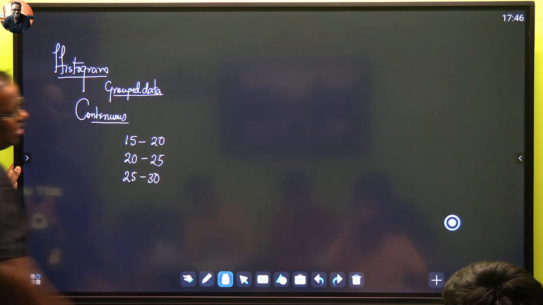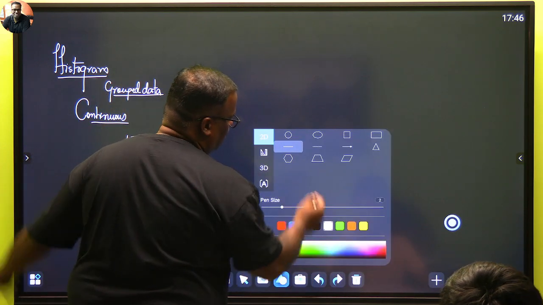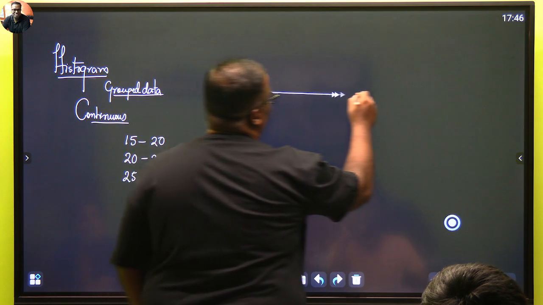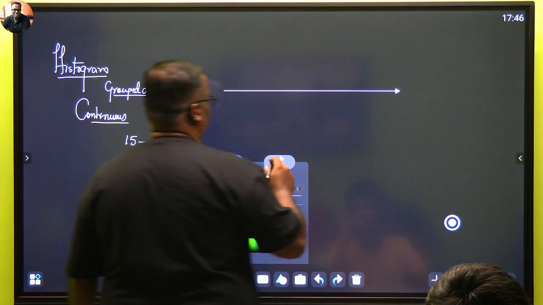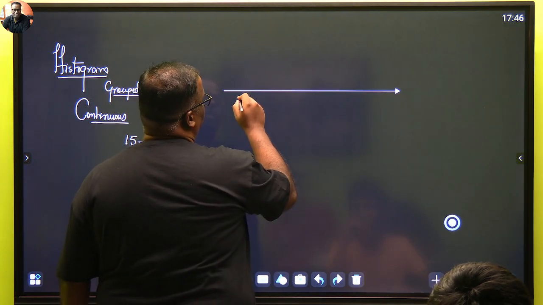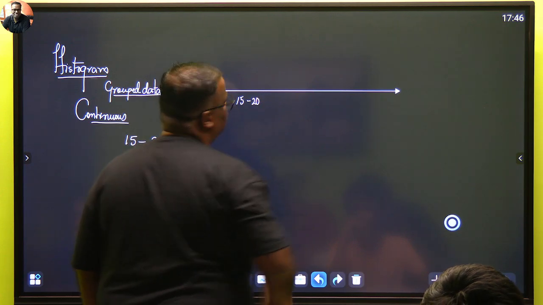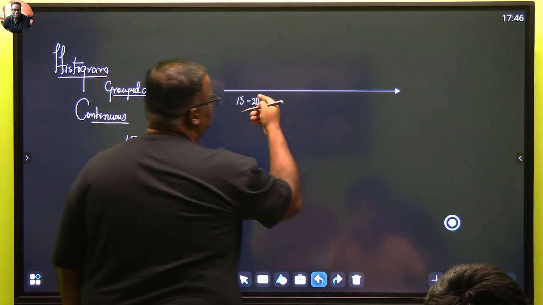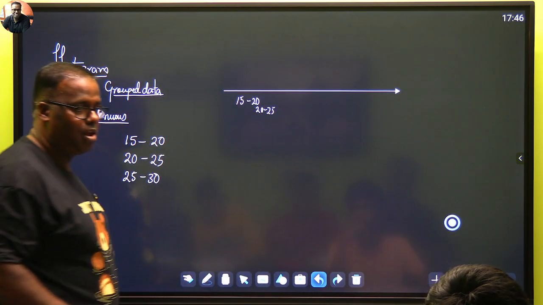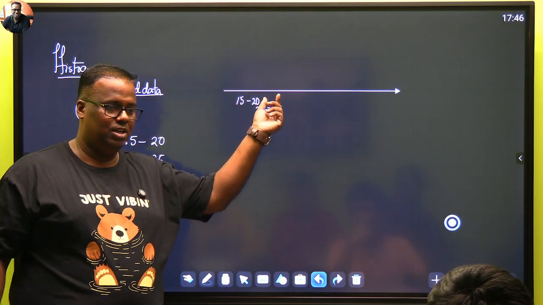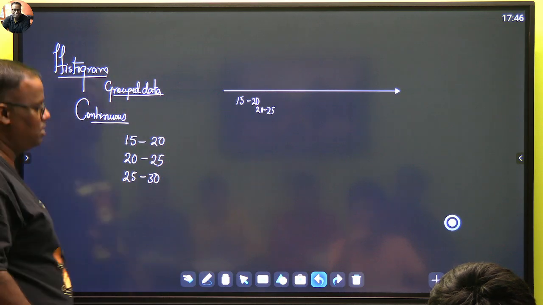Did you understand? Then when you will be making your x-axis, how will your x-axis look? Your x-axis will look like 15 to 20. Got it? The next interval immediately is how much? 20 to 25. Did you understand? It will be even smaller. I can't write that small with this pen, I have to reduce the pen size. Let's show it anyway.